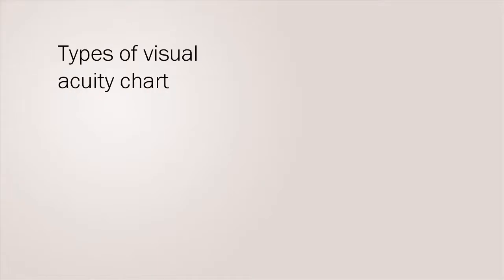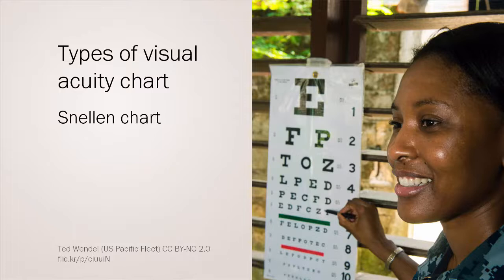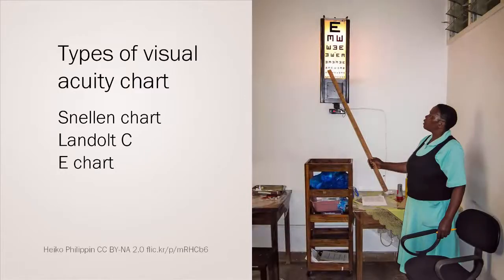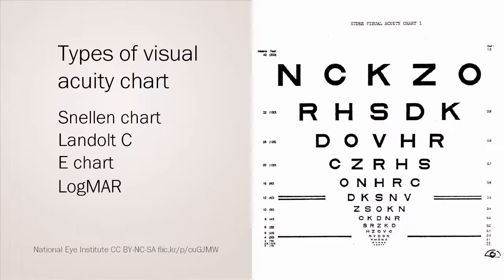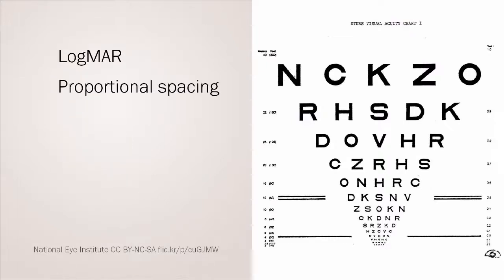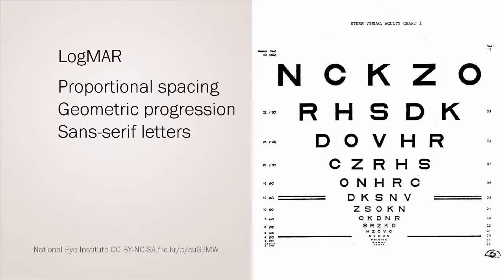Various charts are used across the world. The most commonly used are the Snellen chart, Landolt-C, E-chart, and the LogMAR chart. The characters on the charts, known as optotypes, are arranged in a standardized way to test distance vision. The most recent arrangement is the LogMAR chart. This is based on proportional spacing, geometric progression, sans serif letters, and 5 letters to each line.